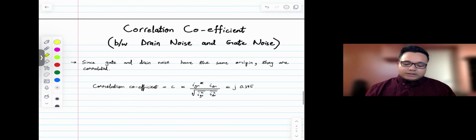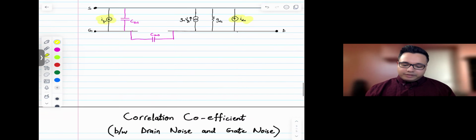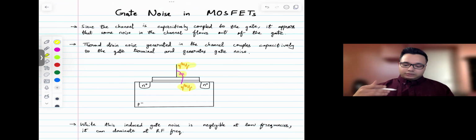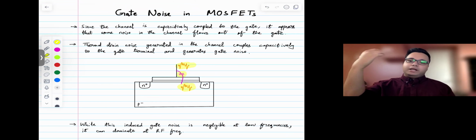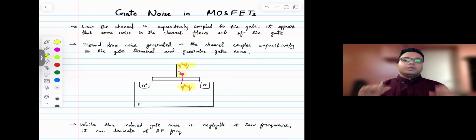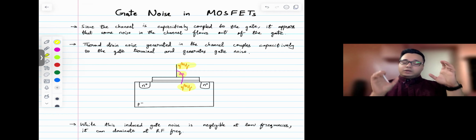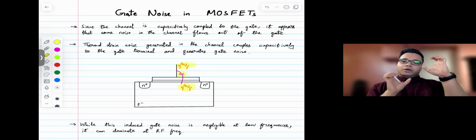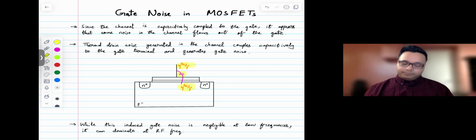All right, now let's talk about the correlation coefficient between the thermal drain noise and the gate noise in a MOSFET. So essentially, previously we talked about how there's thermal drain noise in the channel, and some of that gets capacitively coupled and induces the gate noise, which means that the origin for the thermal drain noise and the gate noise is the same, right? And which means these two noises are correlated.